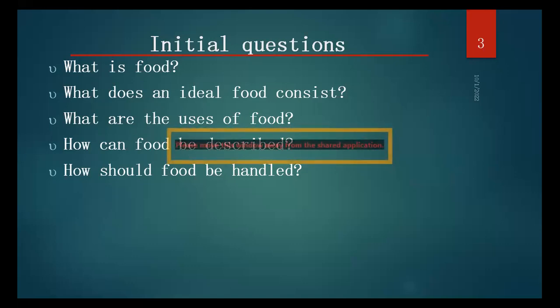Thank you. Over to you, sir. Okay. All right. Thank you, Amos. Anything that can be eaten that has nutrients that are required by humans, that would be a good submission. Mariam, what would you say food is?